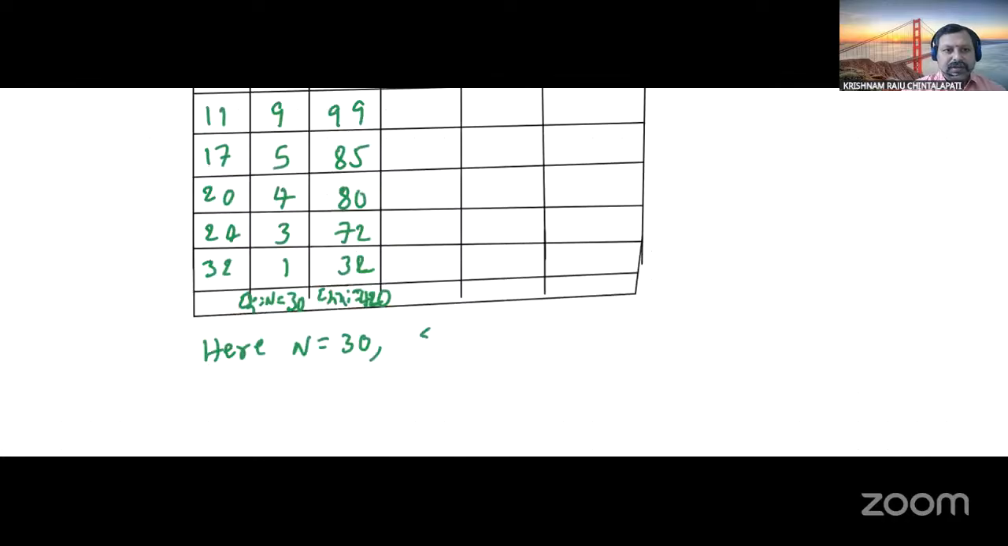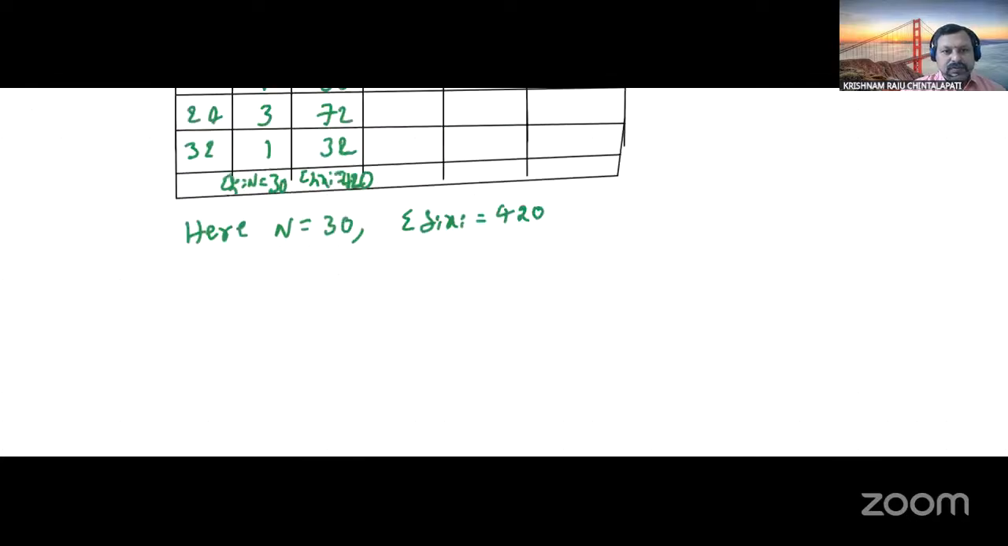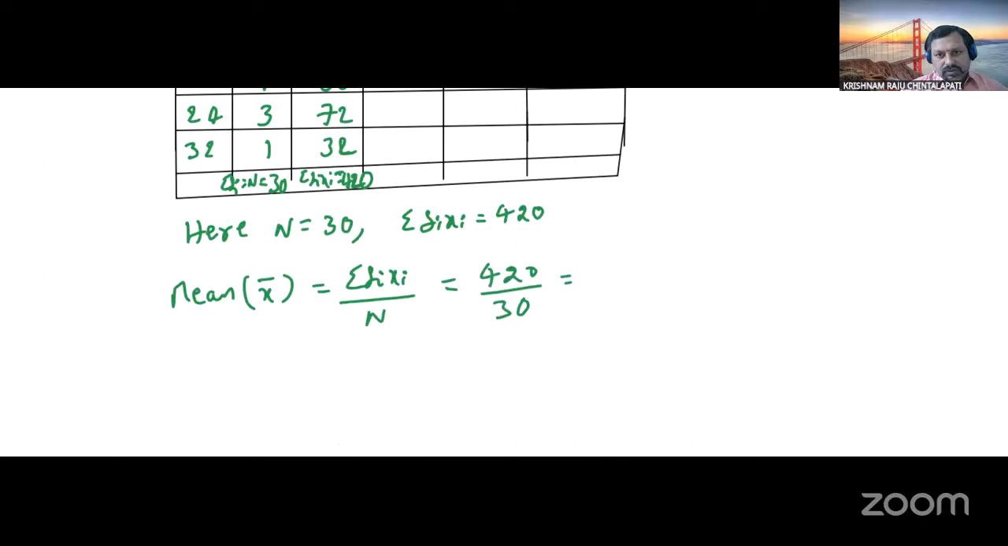Now you can find the mean. So what is the mean formula? X bar is equal to summation Fi xi whole divided by N. So 420 whole divided by 30. 420 can be written as 42 into 10, and 30 can be written as 3 into 10. 10 gets cancelled. So 3 goes into 42 14 times. So X bar would be 14.